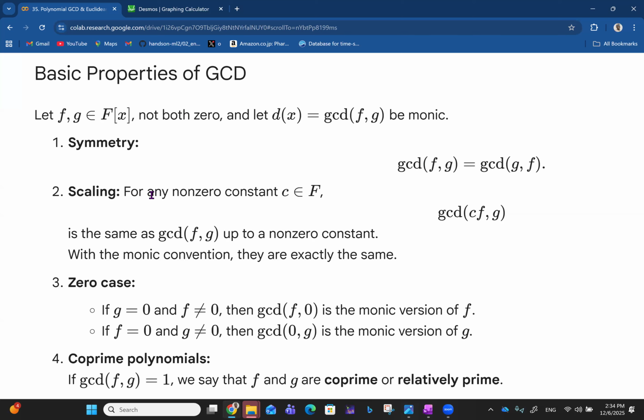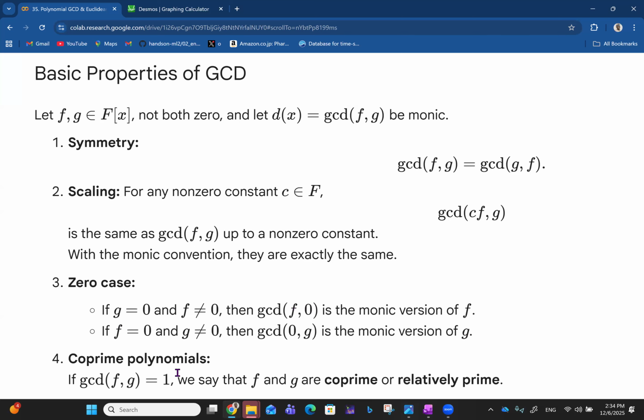Then scaling: for any non-zero constant c, which is also an element of F, the GCD of c f and g is the same as the GCD of f and g up to a non-zero constant. So with the monic convention, they are exactly the same. Then we also have the zero case. If g is equal to 0 and f is not equal to 0, then the GCD of f and 0 is the monic version of f. If f is 0 and g is not equal to 0, then the GCD of 0 and g is the monic version of g, basically, right? So that's the monic thing there.